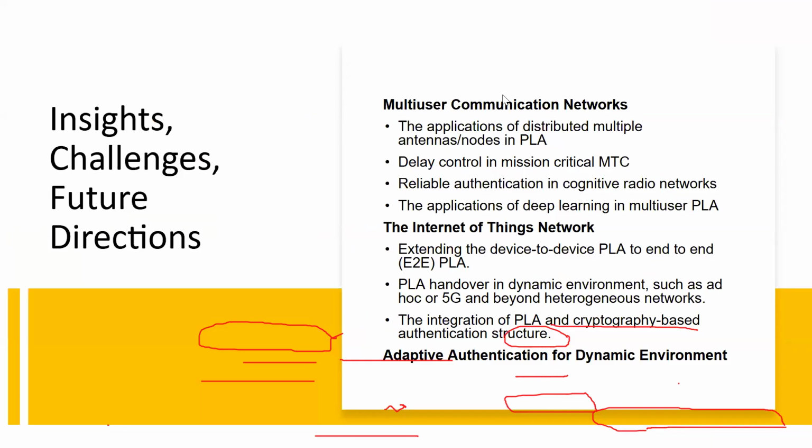Another challenge is multi-user communication networks. When the number of users in the network increases, the complexity increases, and the intelligence should be increased in order to handle the interference among them. We have some studies on the applications of distributed multiple antenna nodes in physical layer authentication, studies on delay control in mission critical massive type communication, reliable authentication in cognitive radio networks, and the application of deep learning in multi-user physical layer authentication. These are the studies that are being conducted related to multi-user communication networks.